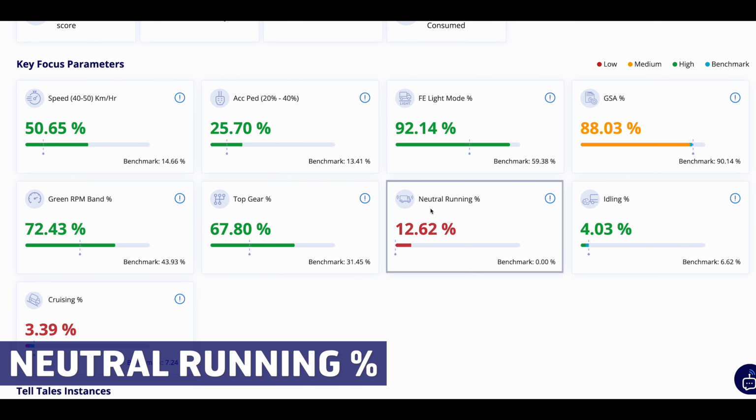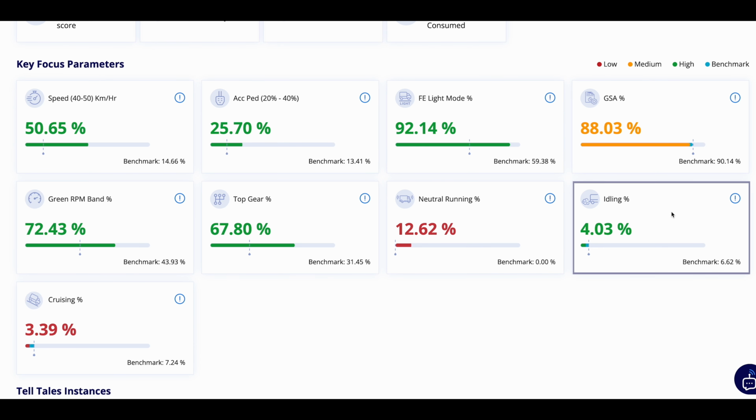The system also monitors the percentage of time the vehicle spends in neutral gear. Ideally, neutral running should be minimized as it consumes fuel without any gear engagement. The benchmarking for neutral running is typically 0, though practically it might not be possible to achieve 0, but it is recommended to keep this percentage as low as possible. Next is idling.